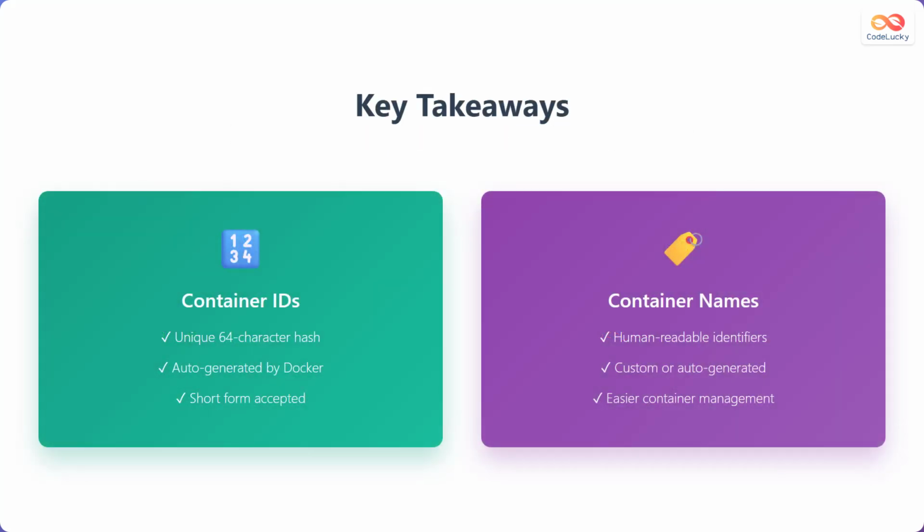Let's summarize the key points. Container IDs are unique 64-character hashes automatically generated by Docker and can be shortened to the first 12 characters. Container names are human-readable identifiers that you can either let Docker auto-generate or define yourself, and they greatly simplify container management.